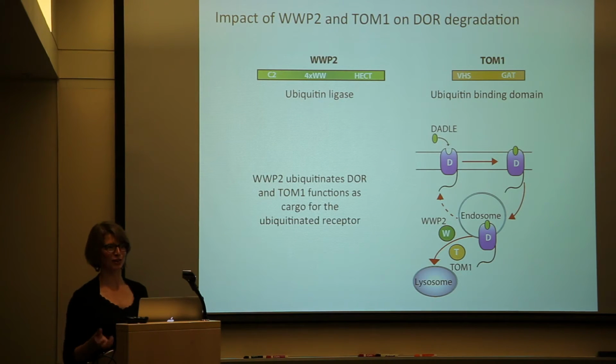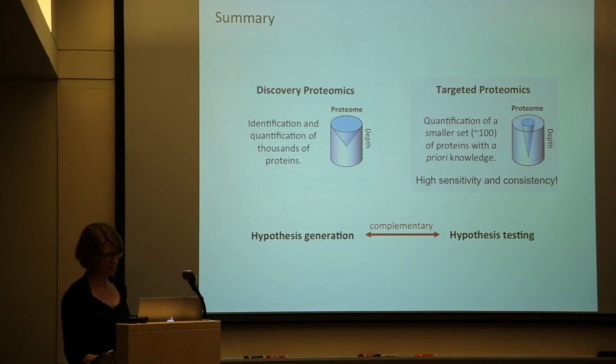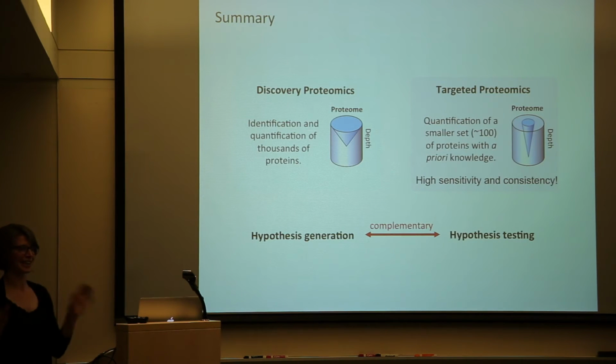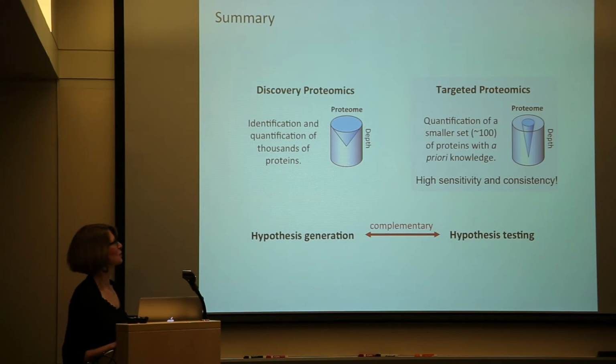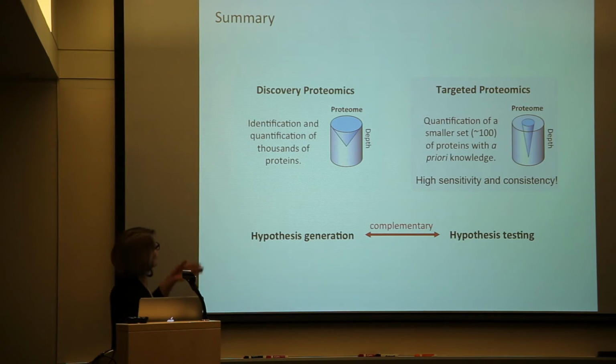Hopefully I could explain to you how we use the different approaches, the discovery and the targeted approach, to get a lot of information from our data. Just to summarize this, if you didn't take anything out from this talk here, then at least take this out, how we use the two principles. So while discovery proteomics provides us with identification and quantification of thousands of proteins, targeted proteomics provides us a quantification of a smaller set of proteins with a priori knowledge.